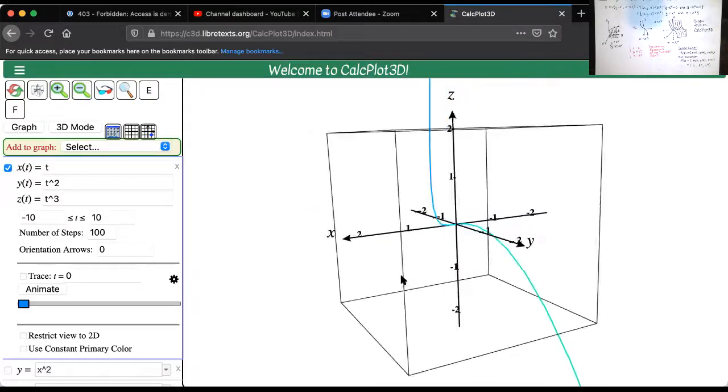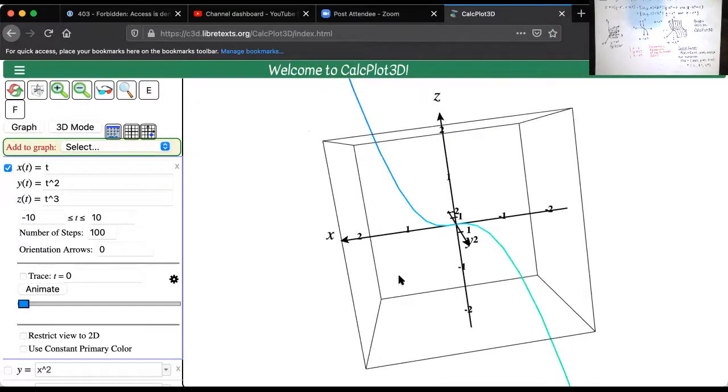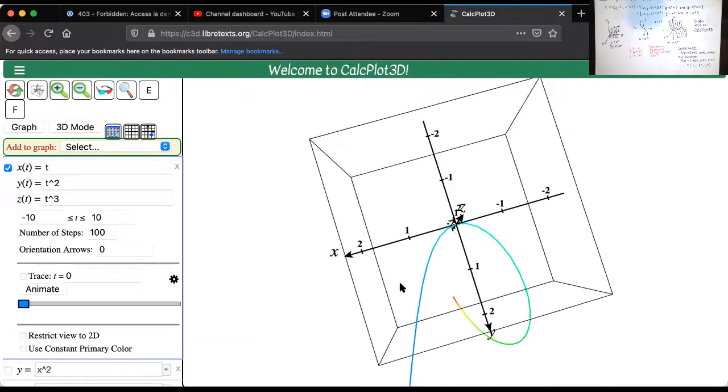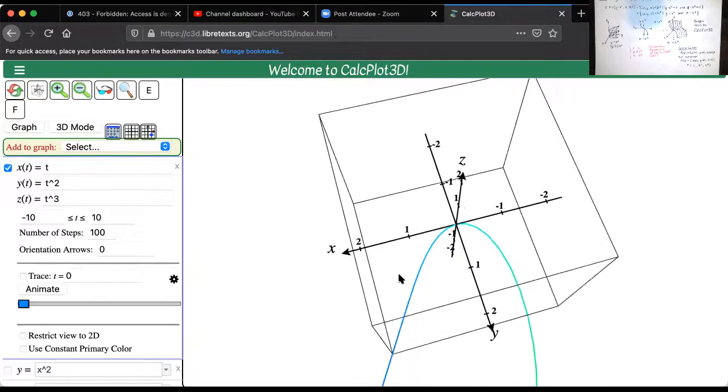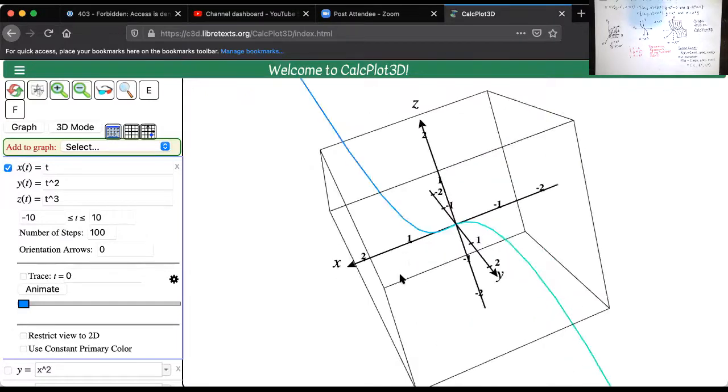So as I go closer to the y-axis, you can see that cubic, because z is equal to x cubed. But if I look at it from above, so from the positive z-axis, you can see that parabola, that y equals x squared. And that's our twisted cubic.